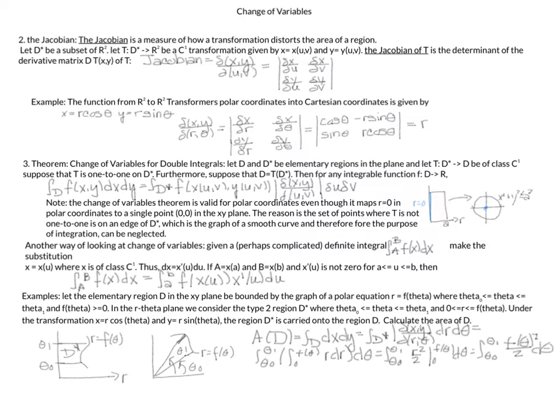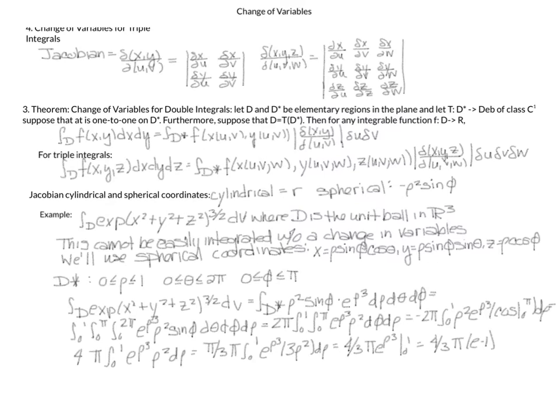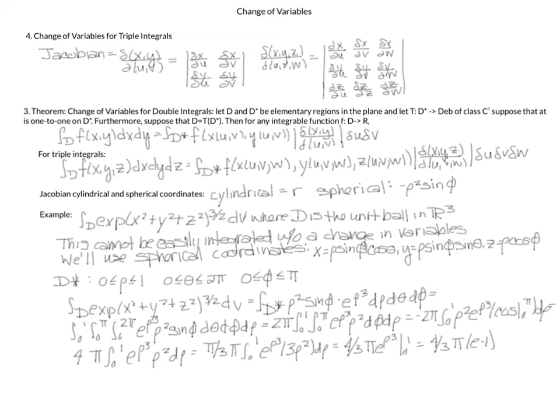In the second slide, we will talk about the Jacobian and how we use the Jacobian to do a change of variables for the double integral. And then we will do the same for the triple integral. We will define the Jacobian, and then we will do a change of variables for the triple integral.